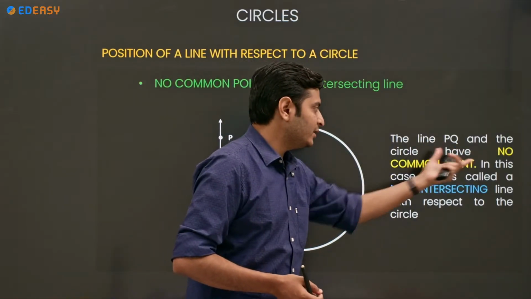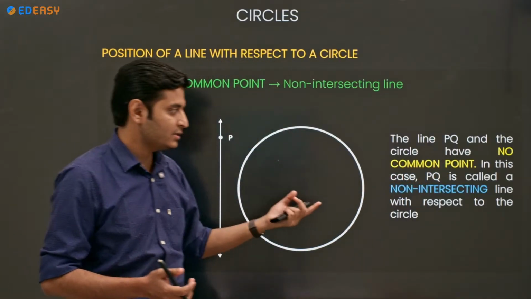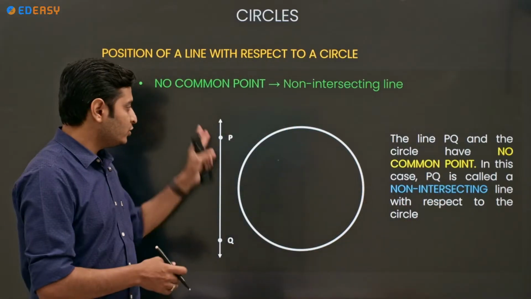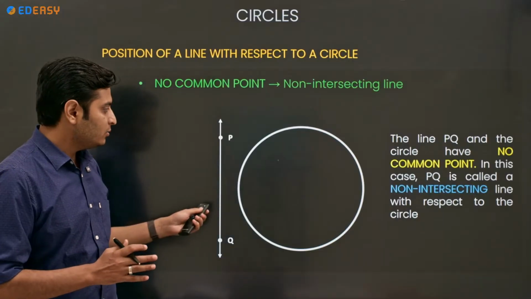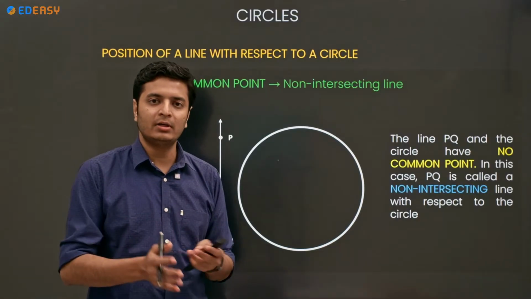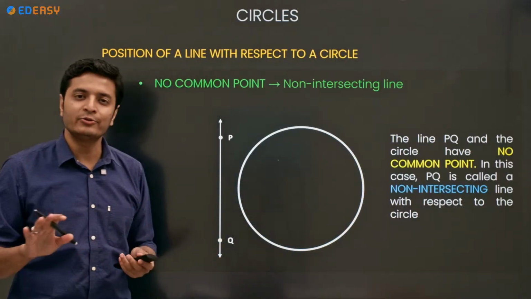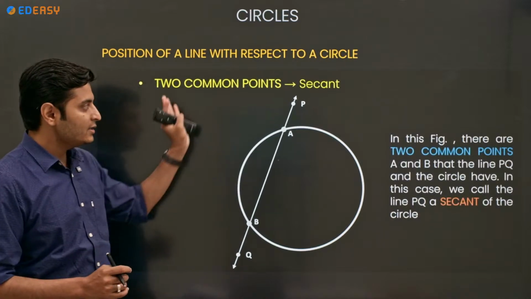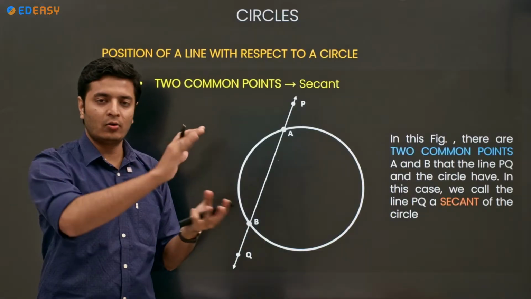The line PQ and this circle have no common points, as in this case we can see. In this case, PQ is known as the non-intersecting line. So PQ is the non-intersecting line. It is not meeting the circle. Now, this is very common, but we are gonna ignore this case because we are not gonna use this case now.